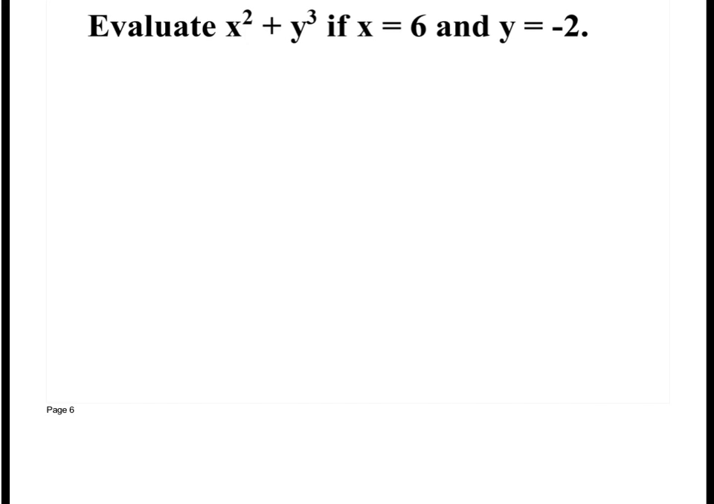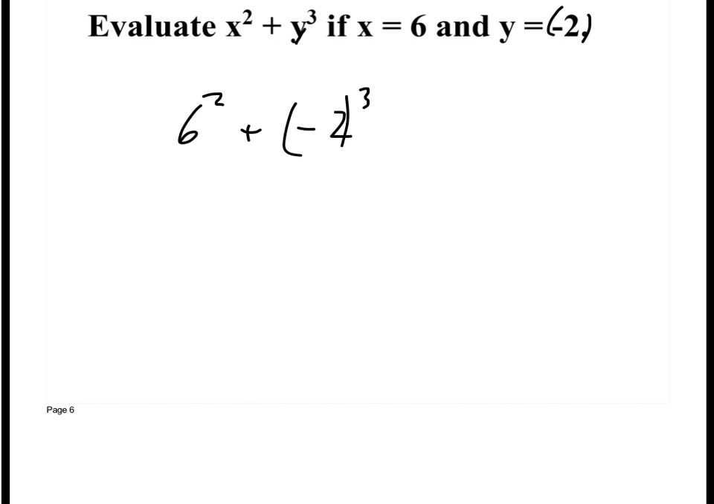Write this down. Alright, so evaluate x squared plus y cubed. What I do is I replace x with 6 and I replace y with negative 2. Here's the question. Should negative 2 be inside parentheses or should it be left outside parentheses? Raise your hand if you think it should be inside. Raise your hand if you think it should be outside. It should be inside. Why? Negative 2 is being raised to the 3rd power, so it's inside parentheses.